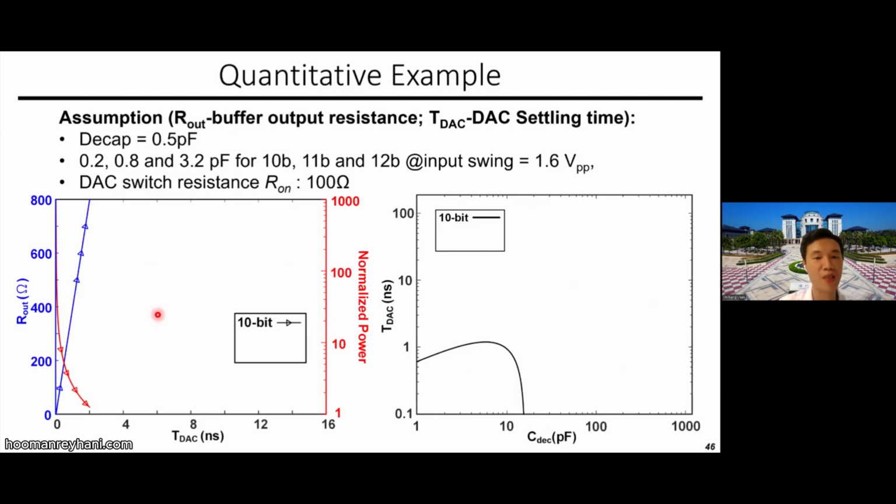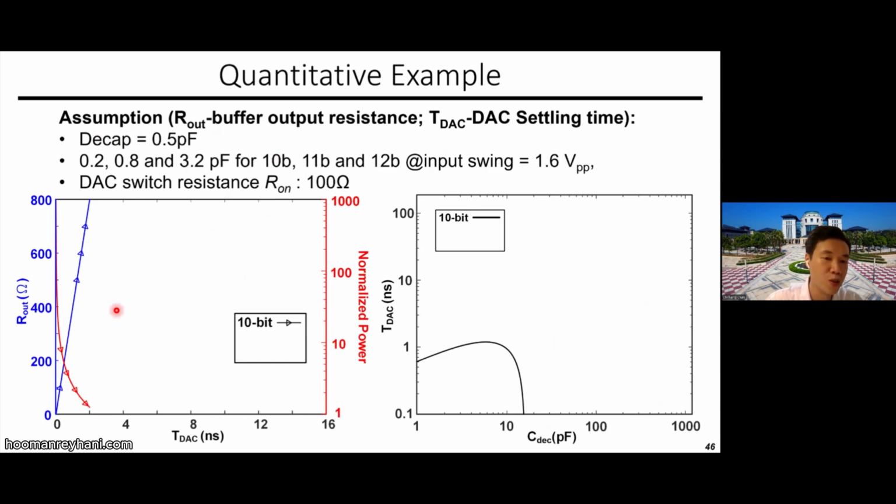Well, what actually is important is the result, all right? So we have used this result to plot the trend of this reference buffer. Here again, we have some assumptions. We assume first the decoupling cap is small, only 0.5 picofarad, and then we talk about different resolutions, 10-bit, 11-bit, 12-bit. They have different sampling capacitance, 0.2, 0.8 to 3.2 picofarad. The input swing is around 1.6 VPP, and the DAC switching on resistance is around 100 ohm.